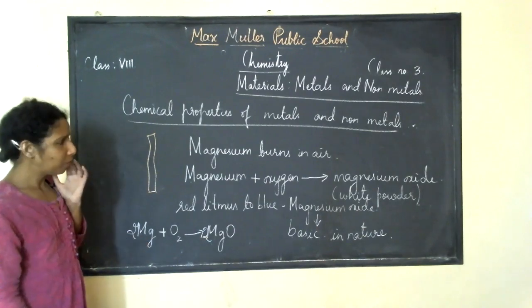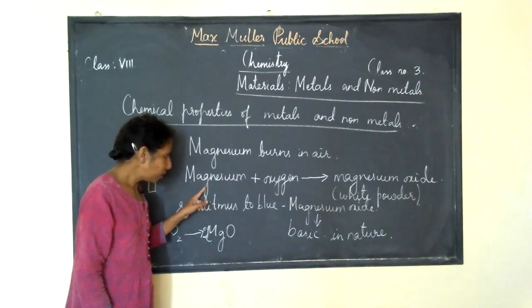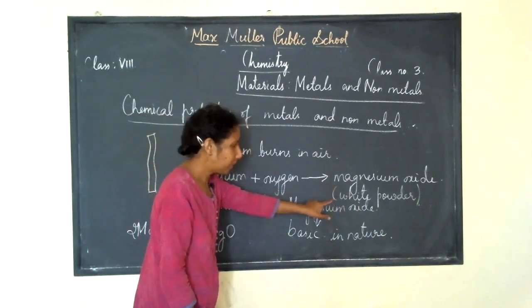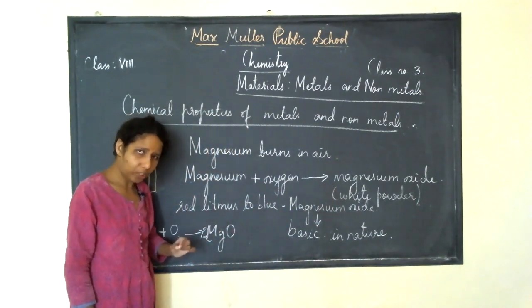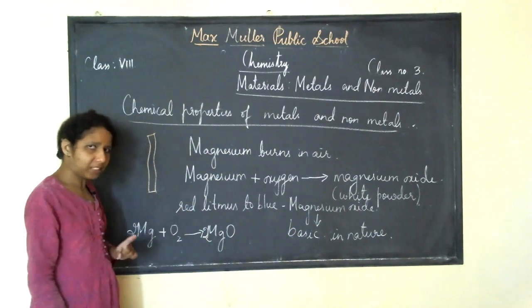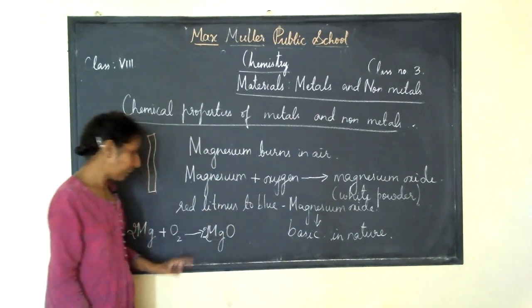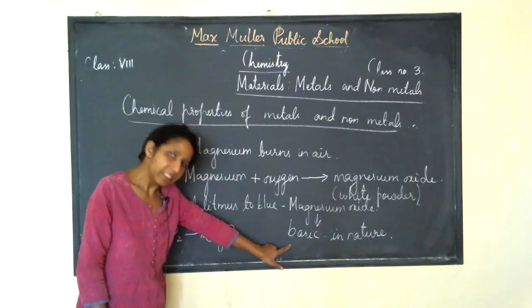So when you burn magnesium in air, it means magnesium reacts with oxygen of air to form magnesium oxide, which is a white powder. Dissolve magnesium oxide in water and perform litmus test, it turns red litmus to blue, indicating magnesium oxide is basic in nature.